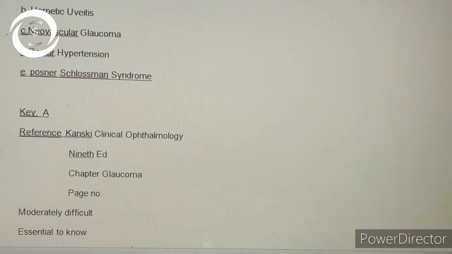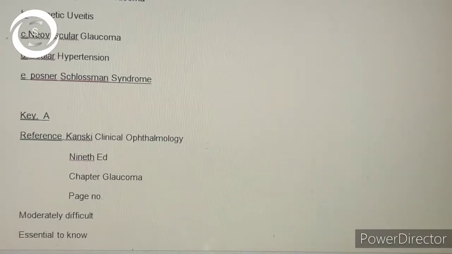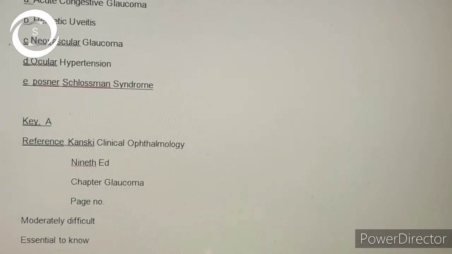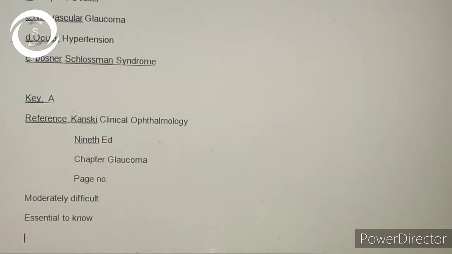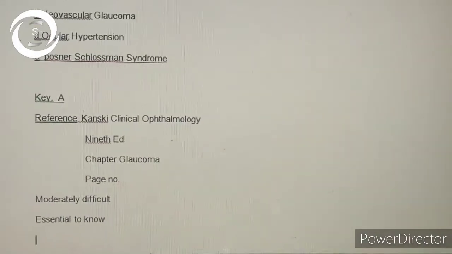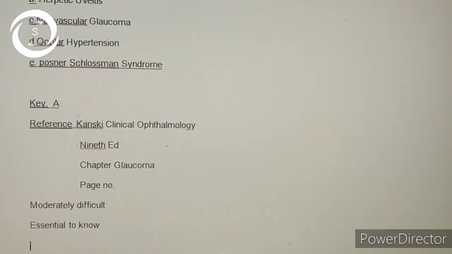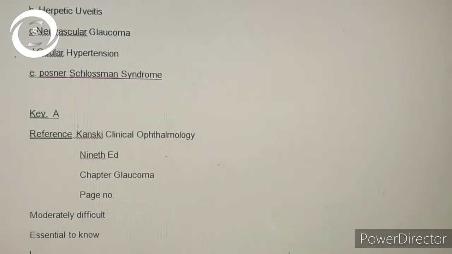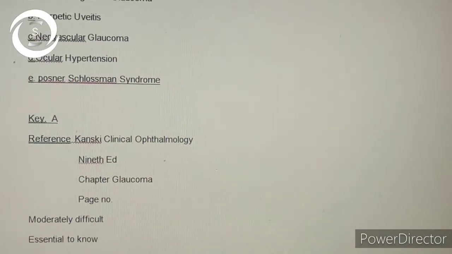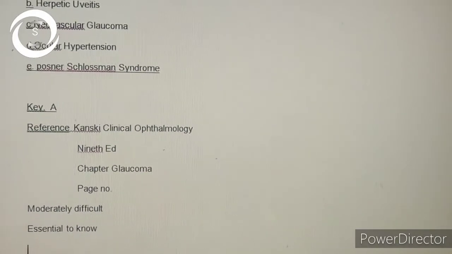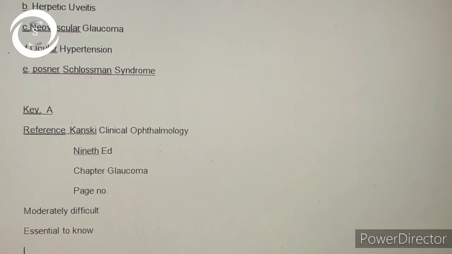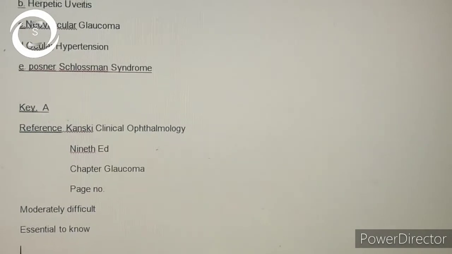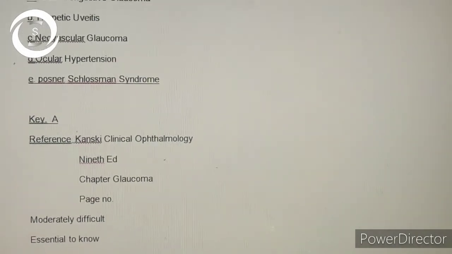So like I have made this from Kanski Clinical Ophthalmology. You should also mention the edition, the chapter, and even the page number. Then you should tell how difficult this question was, whether it was easy, moderately difficult, or very difficult. So it was a moderately difficult question. And then the last is whether it is supplementary knowledge, whether it is important to know or essential to know. So this condition is essential to know, so it will have a high rating. Thank you very much.